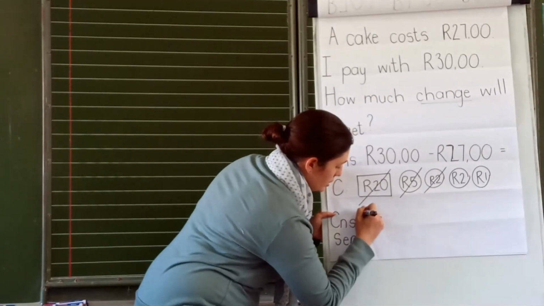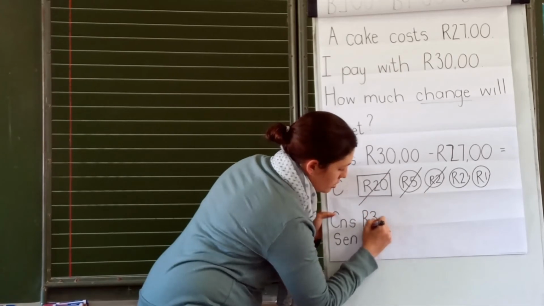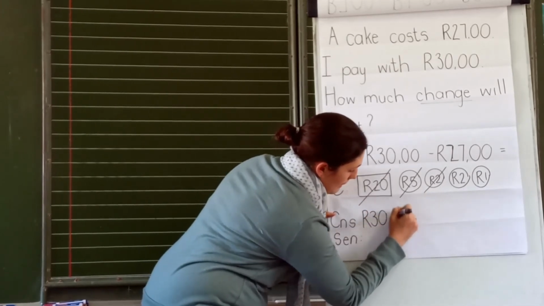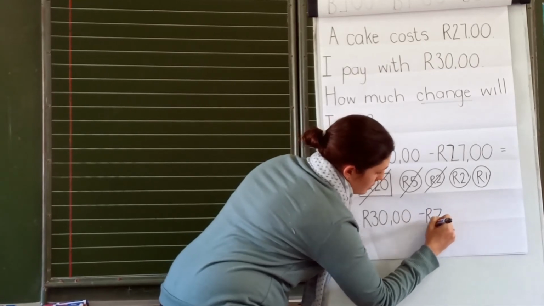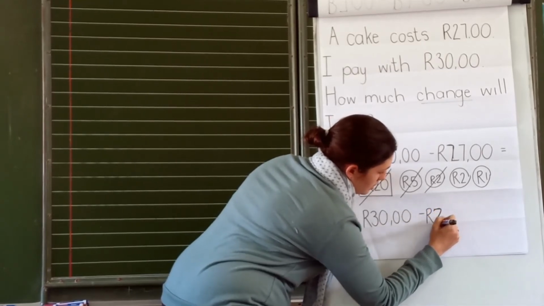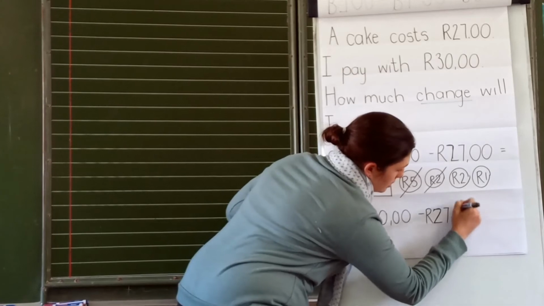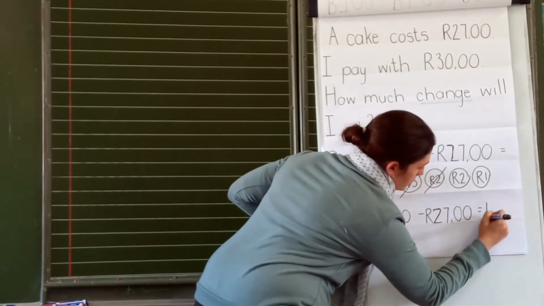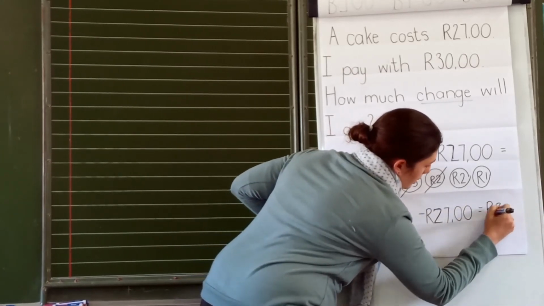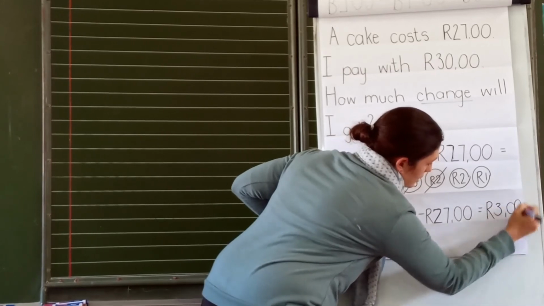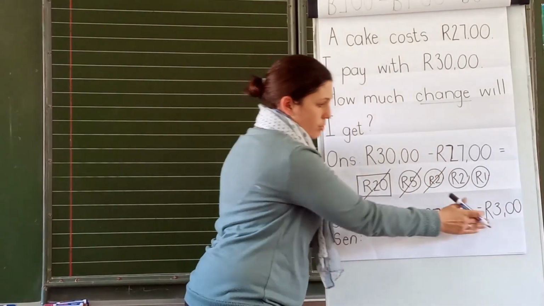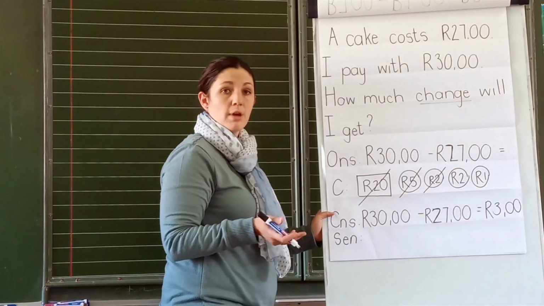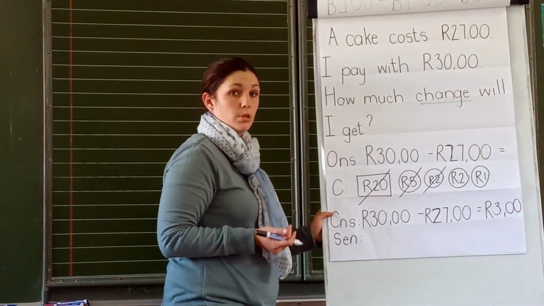So my closed number sentence is going to be 30 Rand minus 27 Rand equals 3 Rand. Like that. And remembering Rand signs, Rand in your answer. If it's with Rands, if it's with cents, you've got to remember your cents.